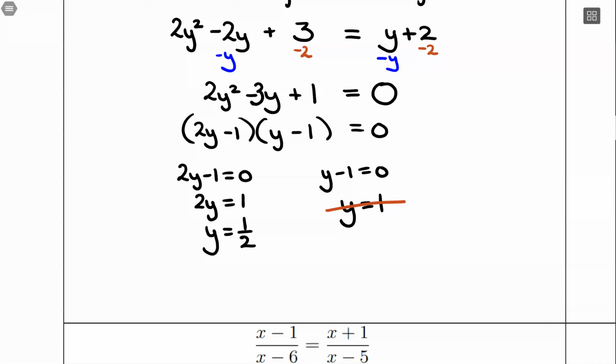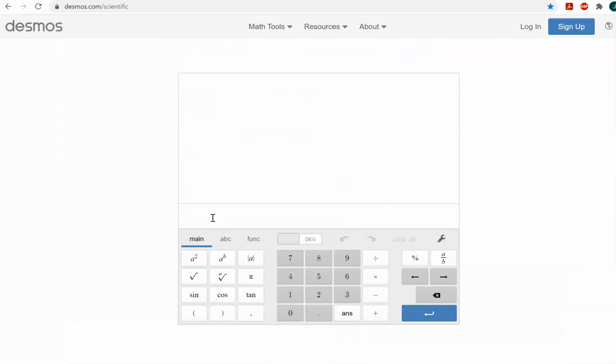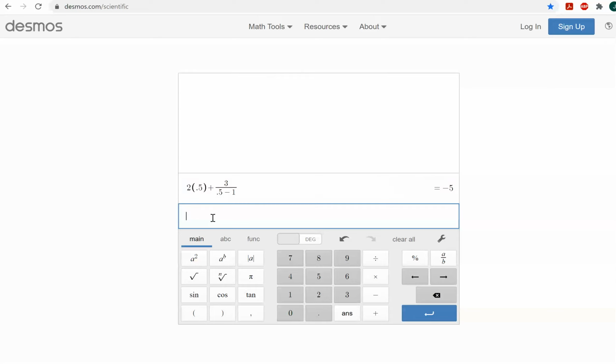Y equals positive 1/2, however, we can check that in a calculator and see that it works out. So let's see, we'll have 2 times y, so 2 times a half. I'm just going to type in 0.5. It's a little bit easier with this. Plus 3 divided by 1/2 minus 1. So that's our left-hand side of the equation.